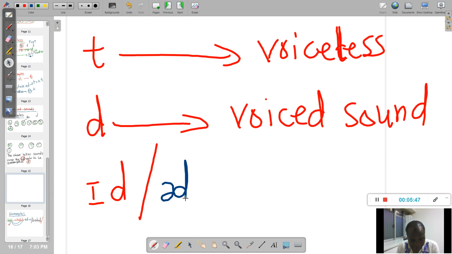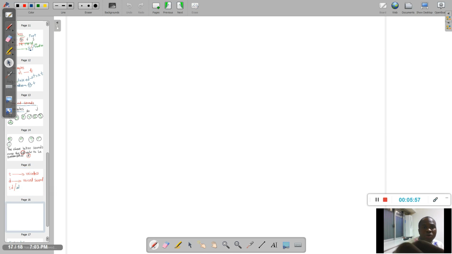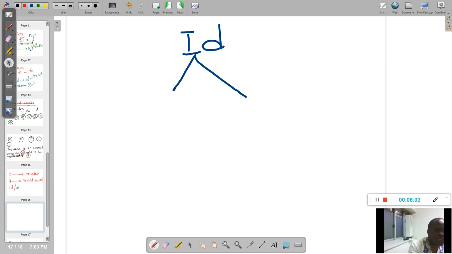Don't be agitated. So if you look at this, you realize that with the id sound, that's what we're looking at. So let me just go through what we're looking at. We are looking at the id sound, and we are saying the id sound can bring two pronunciations. That is the id itself and the ed.